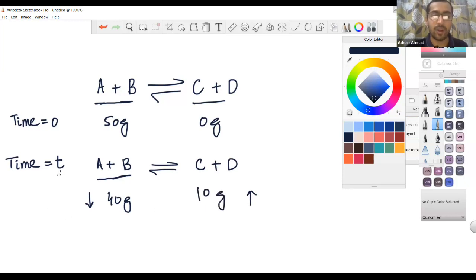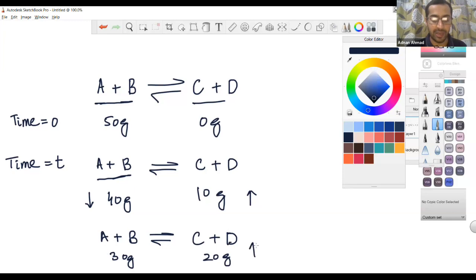So as the time continues, the amount of the reactants keeps on decreasing. So from 40 grams, it may reach, let's say, 30 grams, and the amount of the product will be around, let's suppose, 20 grams.